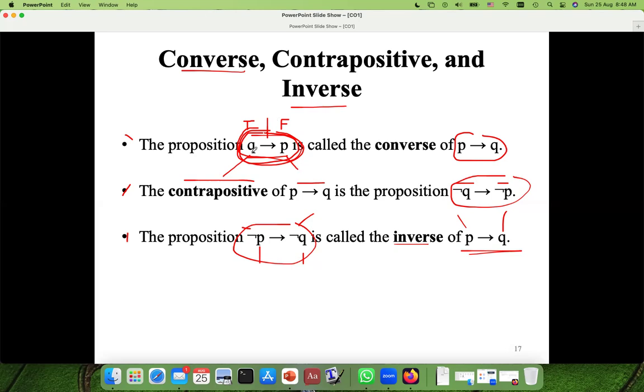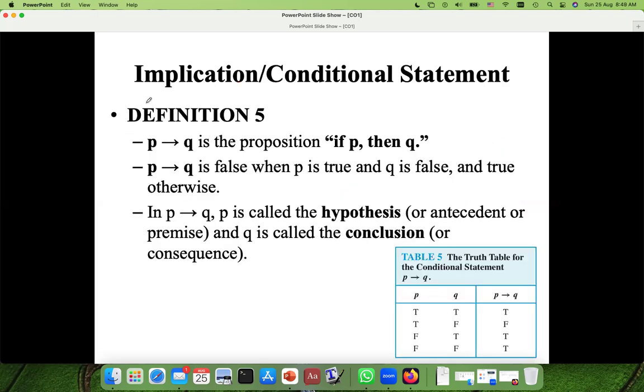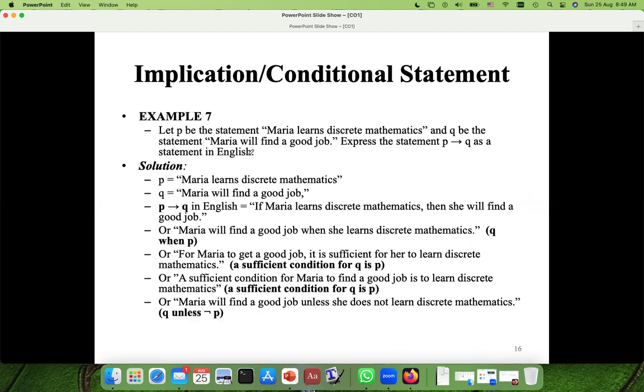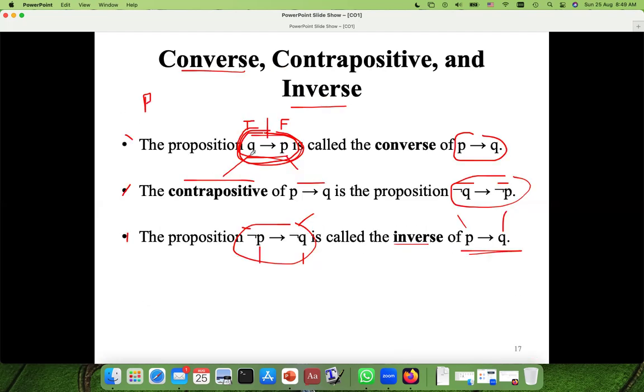Anyhow, I told you that P implies Q. What is the definition of P implies Q? If you look, P implies Q is false when the first one is true and the second one is false. This is the definition. But here, we don't have P implies Q. We have Q implies P. So you have to apply the same definition. The first one is true, second one is false, then it will be false.